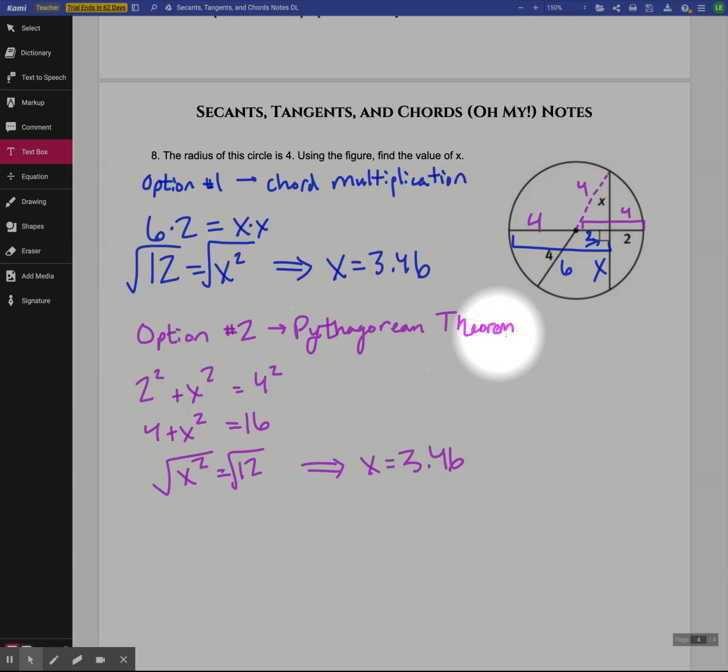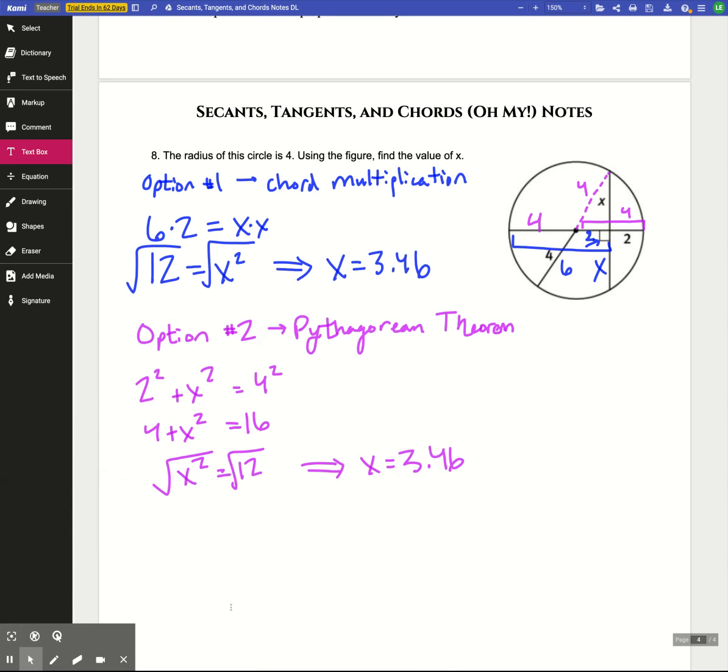Option number 2 was to use the Pythagorean theorem. That's why I drew this little right triangle in here for you in the top right corner, okay, with an extra radius, right? So I know that this leg here is 2. X is this leg. It's what I'm looking for. My hypotenuse, because it's a radius, even though it's one that I drew in, right, is 4. Because all radii in this circle are 4. So you have 2 squared plus x squared equals 4 squared. I squared all the things, subtracted the 4 over to the other side, and again, you end up with x squared is equal to 12, right? So you end up with the same answer, that x equals 3.46, right?